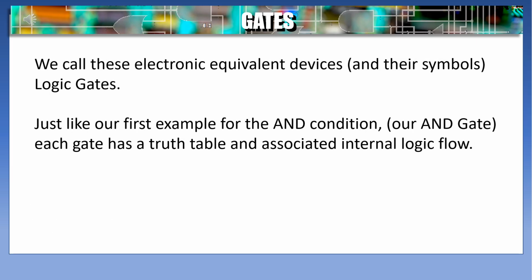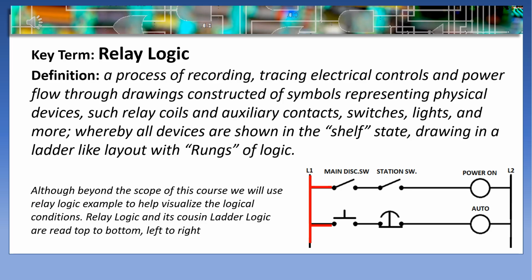We call these electronic equivalent devices and their symbols logic gates. Just like our first example for the AND condition and our AND gate, each gate has a truth table and an associated internal logic flow. In order to clearly understand the inner workings of our logic gates, we will be showing you the equivalent electrical circuit, only in a slightly different format called relay logic.